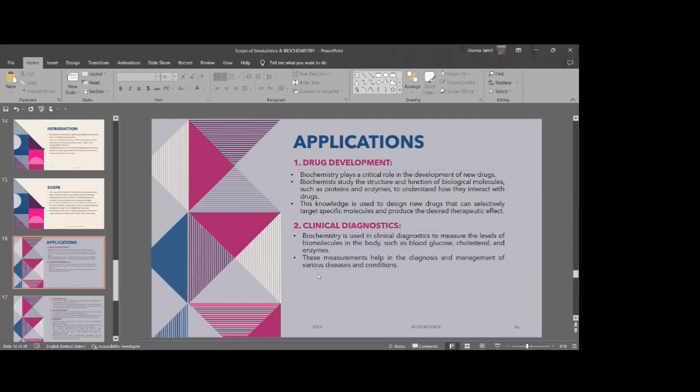Next is clinical diagnosis. How can we use biochemistry in clinical diagnosis? Biochemistry is used in clinical diagnosis to measure the levels of biomolecules in the body, such as blood glucose, cholesterol, and enzymes. This is a very basic example: we measure blood glucose level, HbA1c, cholesterol, enzymes, and different other blood tests. We, for example, check liver function tests and renal function tests. This all comes under the domain of biochemistry. We are dealing with biological molecules.